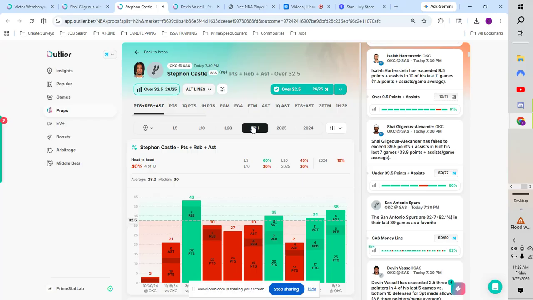Vegas already reacted, moving the line from 31.5 to 32.5. That's market acknowledgement. Now, what are we missing? Defensive pressure from OKC is real, but structurally, the opportunity profile is clearing stronger than earlier season numbers suggest. So the play here is Stephon Castle over 32.5 points, rebounds, and assists.